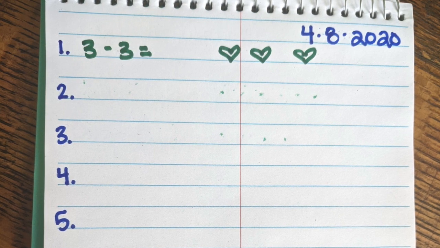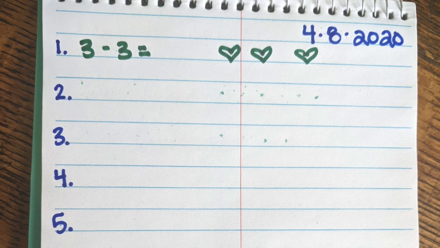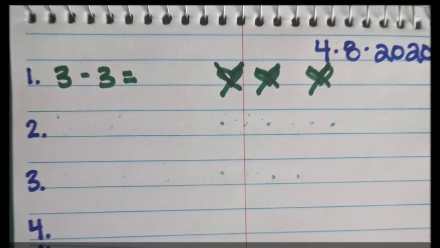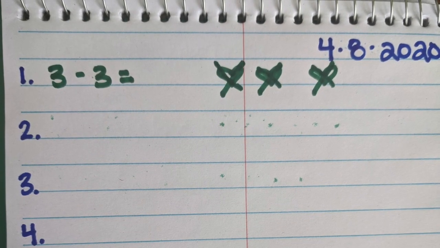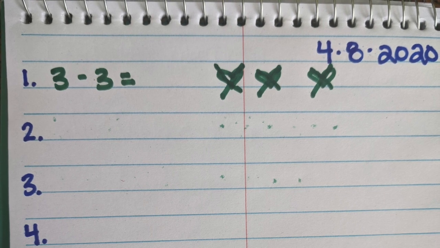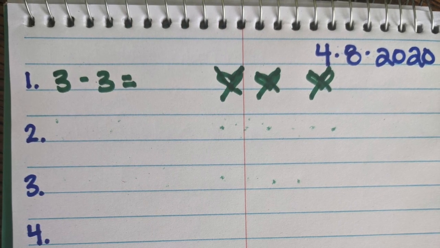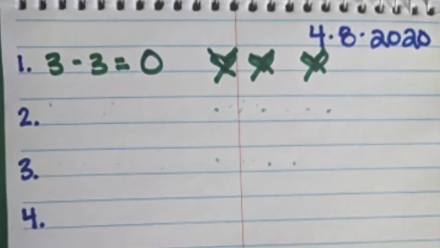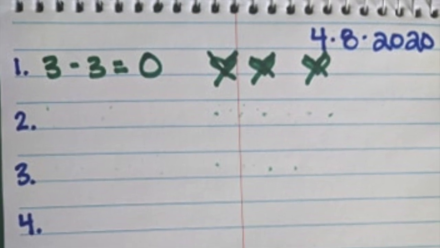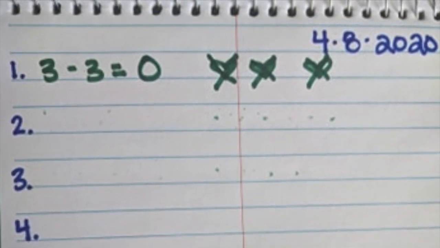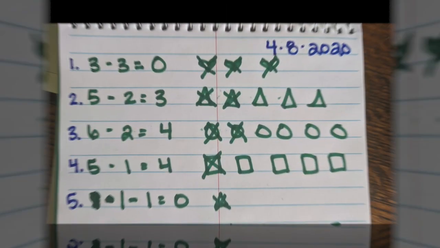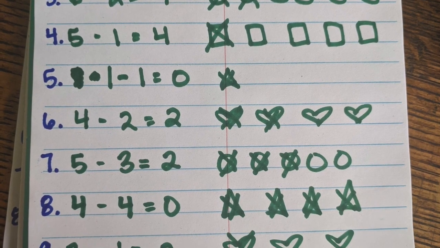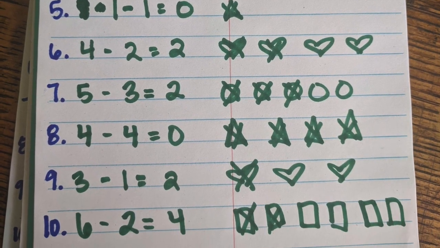So boys and girls, I made a quick journal page, and I wrote 3 minus 3 at the top, as well as drawing my 3 hearts. Then you can see here, I knew I needed to subtract 3, so I put 3 X's over the 3 hearts. And then I saw that there were 0 hearts left, so I wrote 3 minus 3 equals 0. And then I continued to do the same thing until I had completed 10 problems.